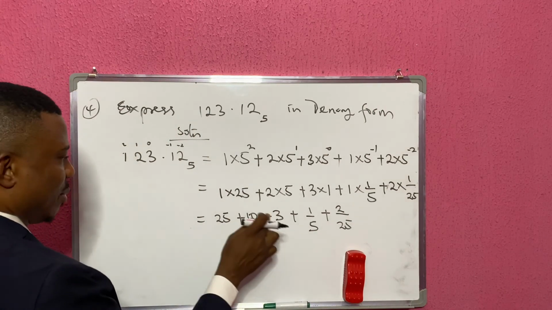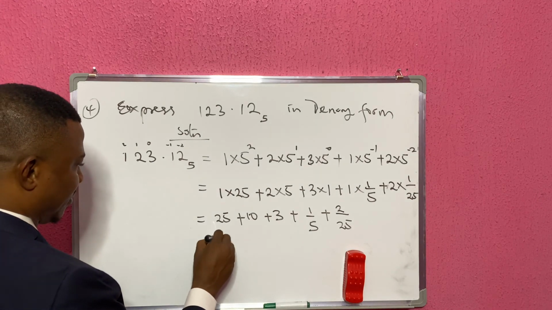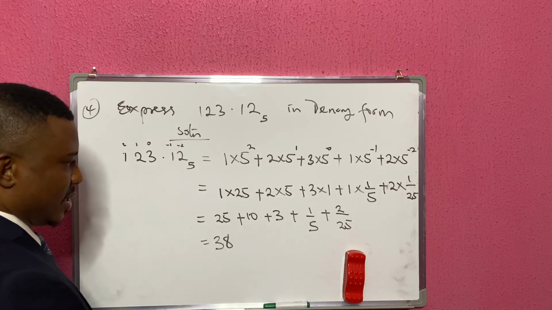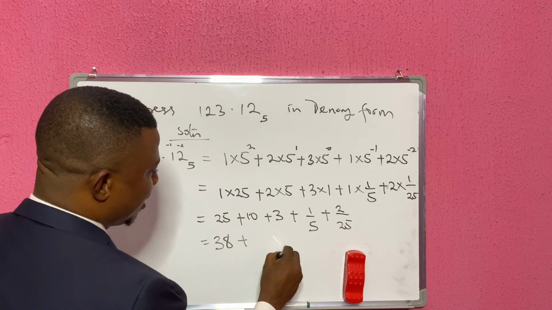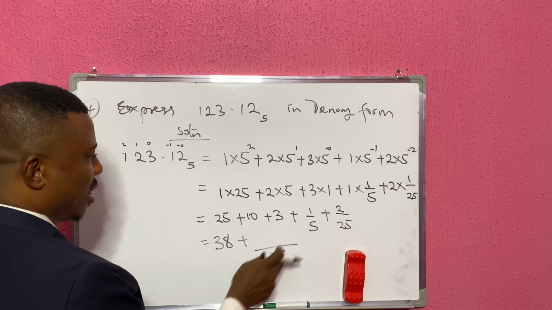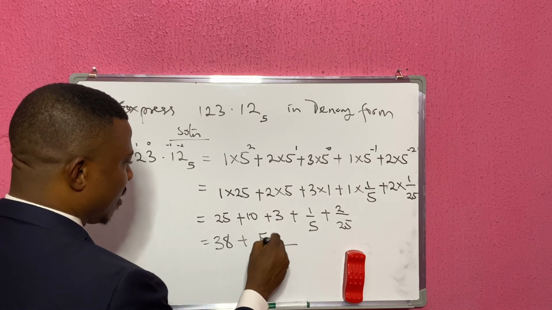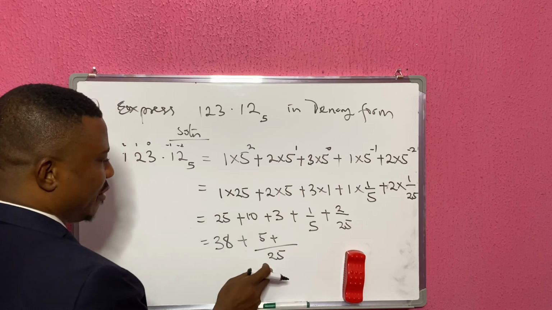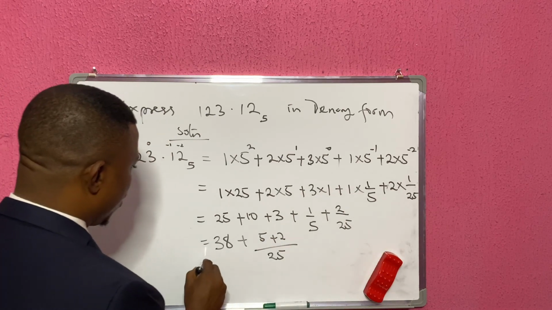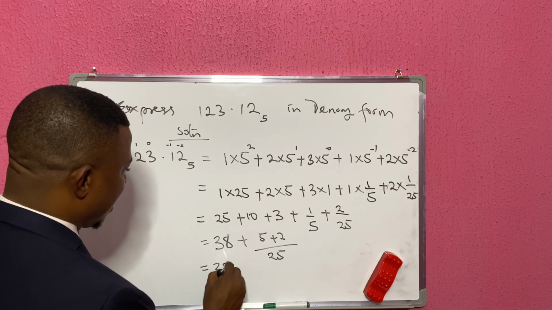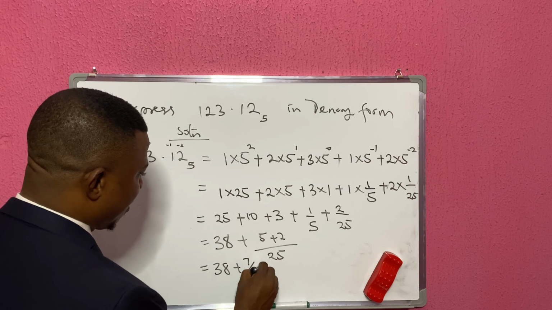25 plus 3 plus 10 is 38. 38 plus, what is the LCM? 25 is the LCM. 5 by 25 gives us 5. 5 times 1 is 5. 25 by 25 is 1. 1 times 2 is 2. So we have 38 plus 7 over 25.